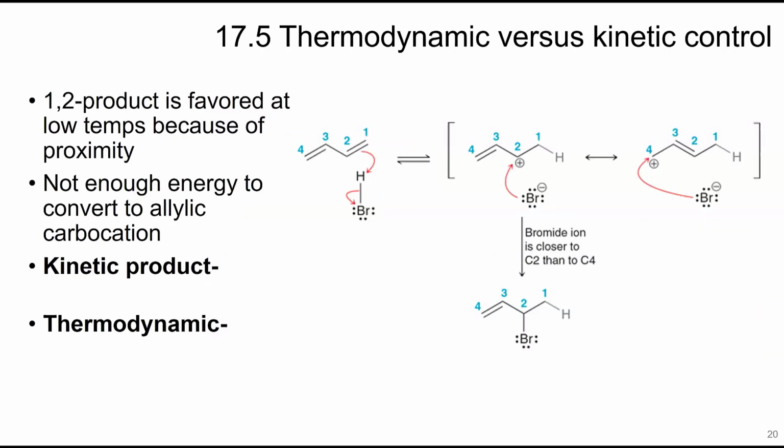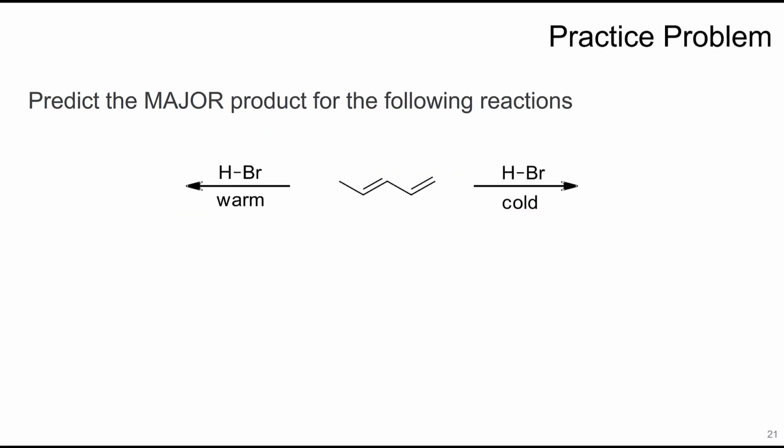So the 1,2 product is favored at low temps because of proximity also, and it doesn't have enough energy to convert the allylic carbocation. So kinetic products give us our cold temps, and the reaction happens quickly. The thermodynamic product is at warm temps. It needs more energy to convert it to the allylic carbocation, and it also is slower to give it more time to do that. So we're going to predict the products for the following reactions here.